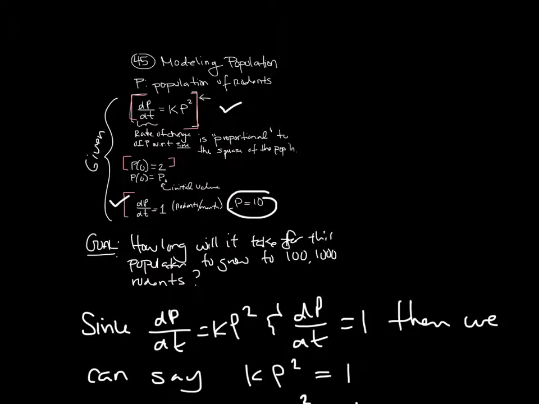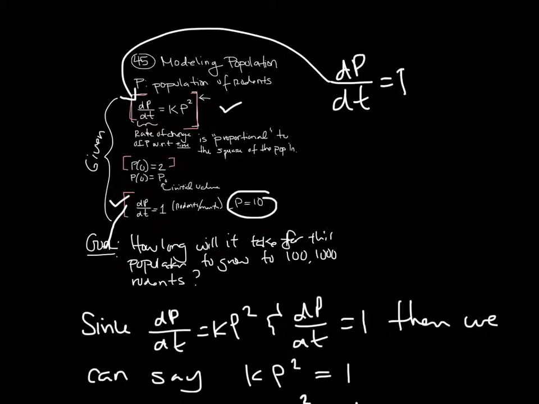So remember that dP/dt, that's the same thing as P prime of t, right? Or sometimes the book might say just P prime. So we want P of t. We want that unknown function.